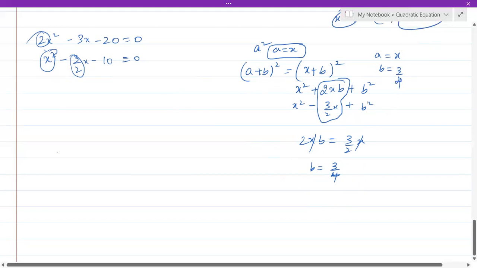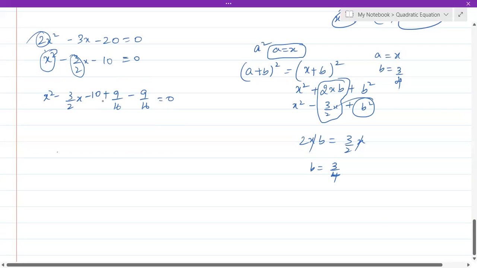Now, according to the formula, it should be b square. What is b square? 3 by 4, the whole square. 3 by 4, the whole square is 9 by 16. Do we have 9 by 16 in the question? No, we don't have 9 by 16. So what we'll do is, we'll add 9 by 16. Since we are adding, we should also subtract. See, the previous thing doesn't get affected, isn't it? Plus 9 by 16 minus 9 by 16 gets cancelled and we get back the same thing, right? So we can add and subtract.